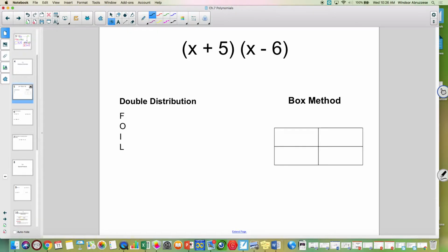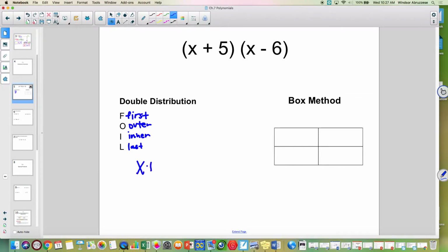So the first way is double distribution and the second way is the box method. I'm going to start with double distribution, which sometimes is called FOIL. I learned it as the word FOIL. And FOIL stands for first, outer, inner, and last. Which means you multiply the first terms, the outer terms, the inner terms, and the last terms.